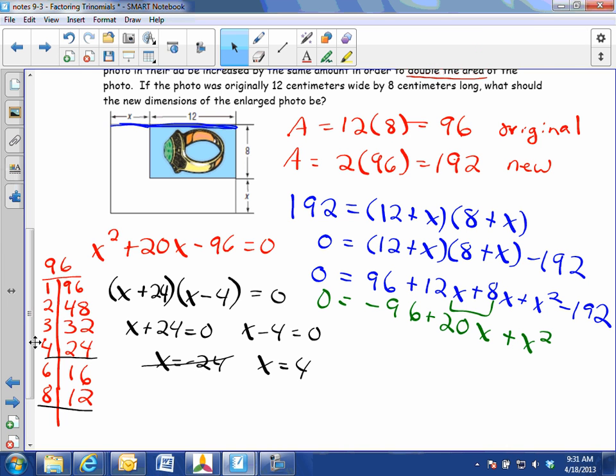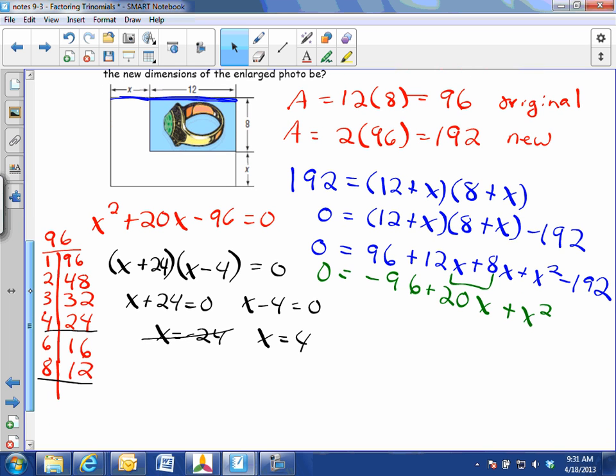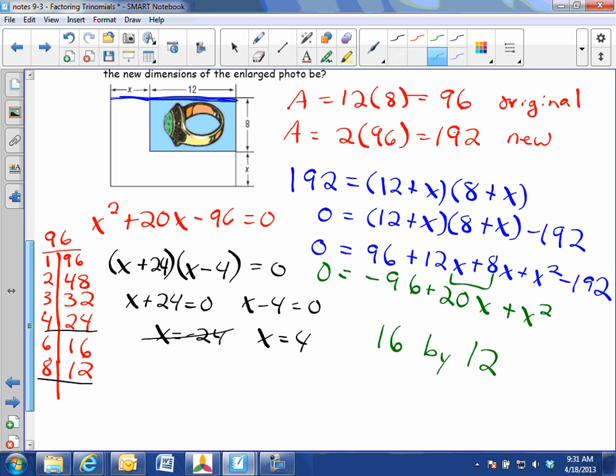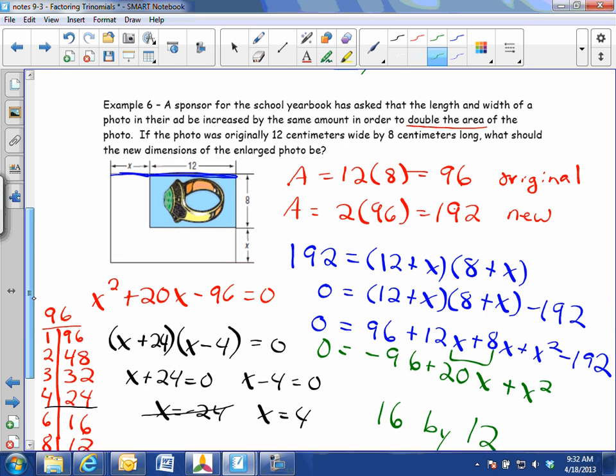So we found that x is 4, however, we are adding 4, because it asks what are the new dimensions. They don't want to know how much they're increasing it by, they want to know what the new dimensions would be. So how are we going to figure that out? 12 plus 4 and 8 plus 4. So it's 16 by 12, and that should equal 192. Does it? Yep. The units are centimeters.